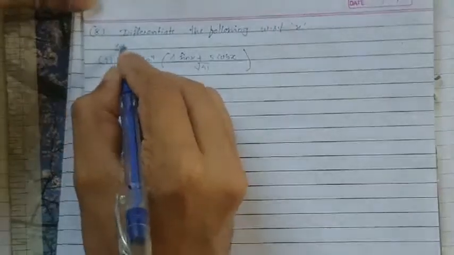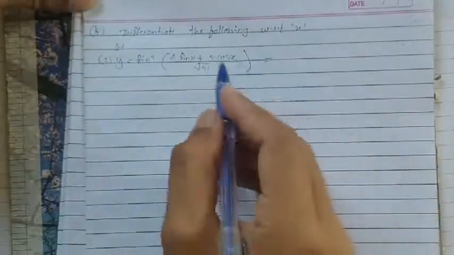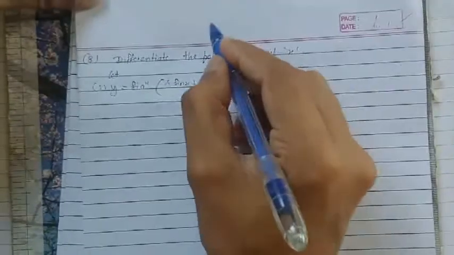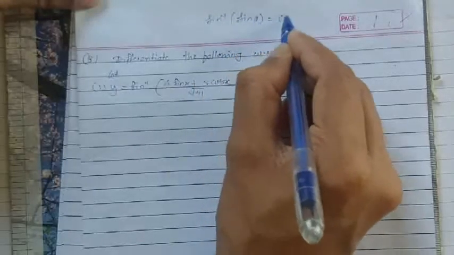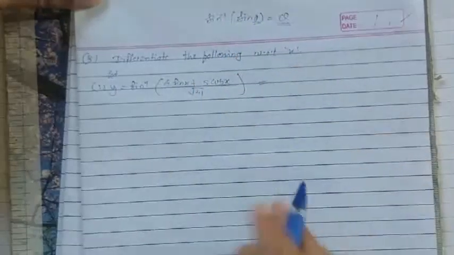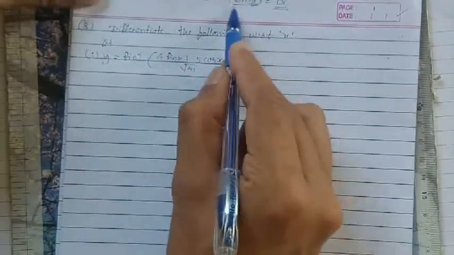Let us assume the given function y equals sine inverse of (4 sin x plus 5 cos x) divided by root of 41. First of all, try to simplify the given angle, because as there is a sine inverse, we have the formula that sine inverse of sine theta is nothing but the angle theta. That's why we have to convert this whole angle in terms of sine angle.